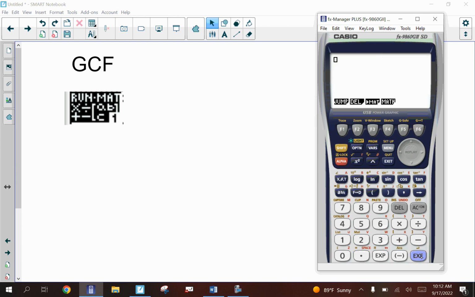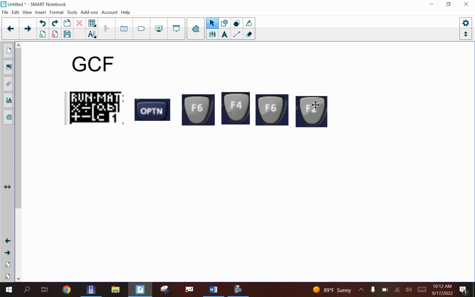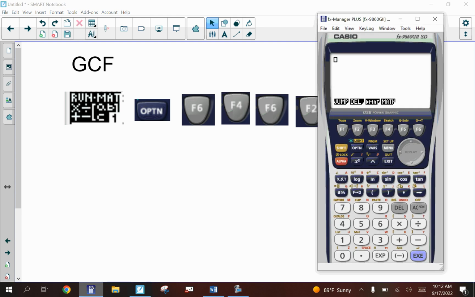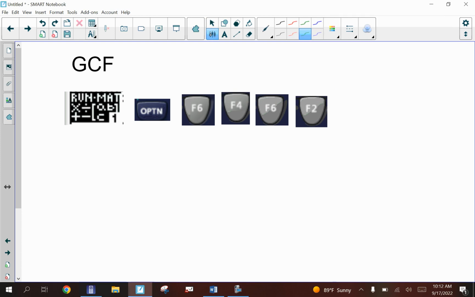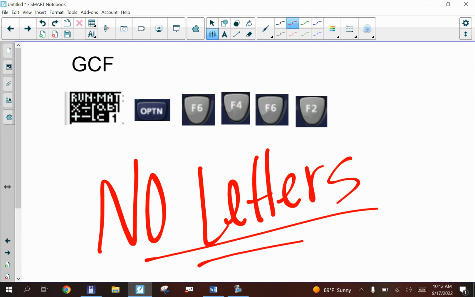and enter. And then we're going to have to hit a series of buttons. It's going to be Option, F6, F4, F6, and then F2. So I'm going to demonstrate that. So we'll hit Option, F6, F4, F6, and F2. So that's how we calculate the GCF. Now, keep in mind, when we calculate GCFs on the calculator, we cannot use letters. It's going to be numbers only, okay? When we type them into the calculator, we're also going to always separate the terms using the comma button.